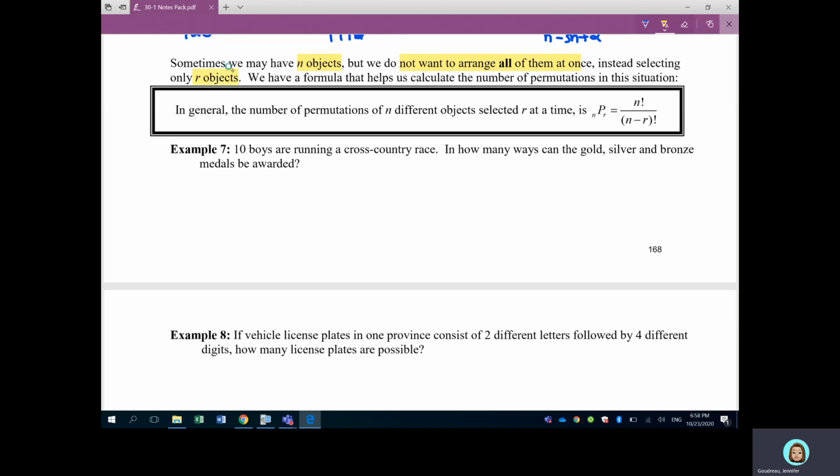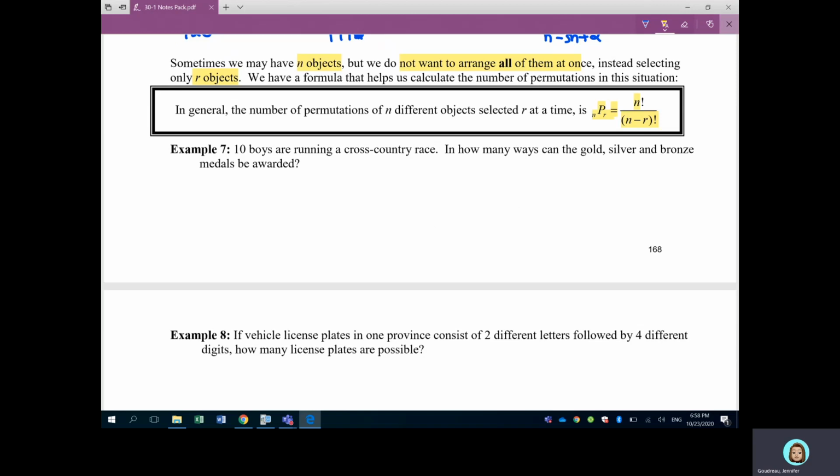Well, we have a formula that helps us calculate the number of permutations, and it looks like this. We have two parts to it. We have that form nPr, or n permute r. And then we have a formula for n permute r, which is n factorial over (n minus r) factorial.